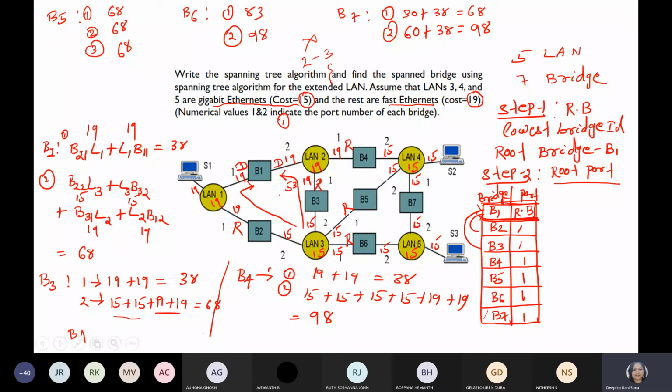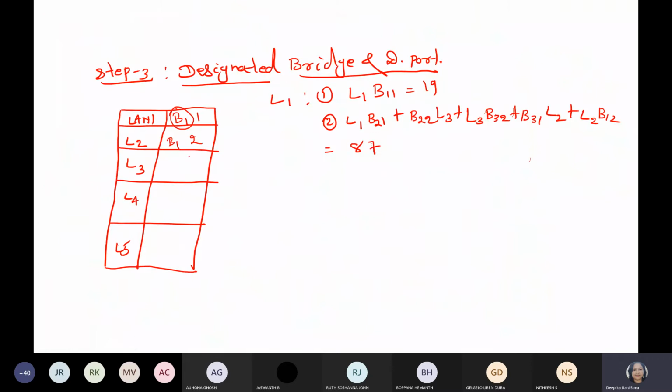Now a tie situation is there. So which one is our designated bridge and designated port for LAN 3? B2 is there, here B3 is there. Obviously B2 has the lower ID than B3, so B2 will be there. But the port number? Port number is 2. So this is the designated bridge. For LAN 3 it is B2, port 2.